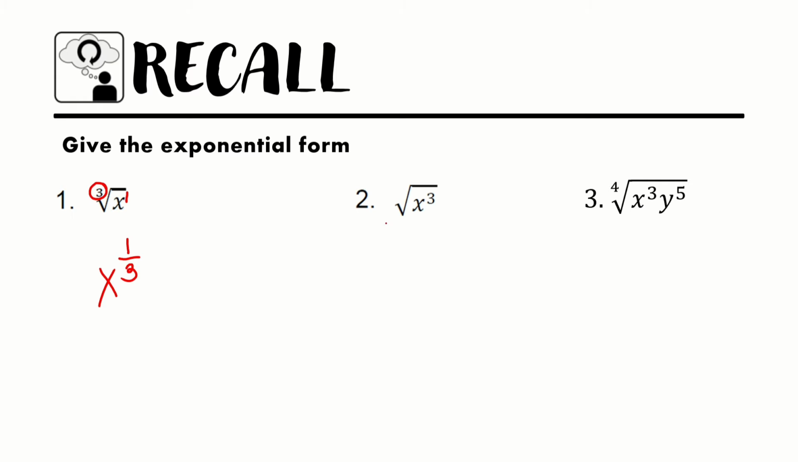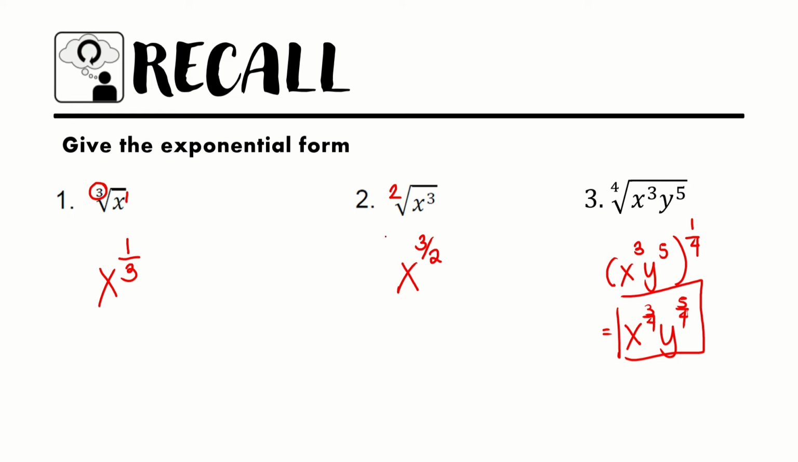In example number 2, notice that the square root has a lowest index of 2. If we rewrite this in exponential form, the answer is x raised to 3 over 2. And for the last example, we can rewrite this as the quantity x raised to 3, y raised to 5, raised to 1 over 4. And we can also distribute the exponents by applying the power of a product. So that's 3 over 4, so x raised to 3 over 4, y raised to 5 over 4. Okay, so these are the answers on how to transform radical form to exponential form.